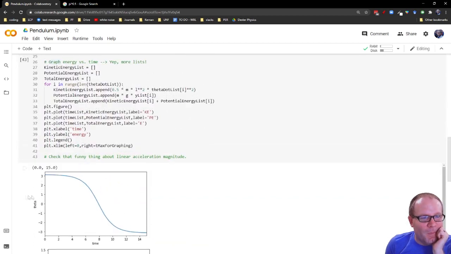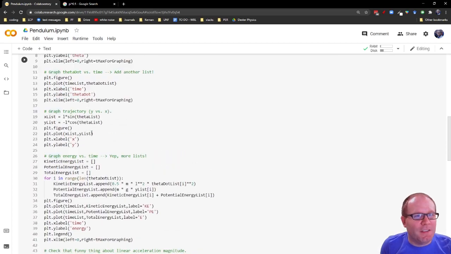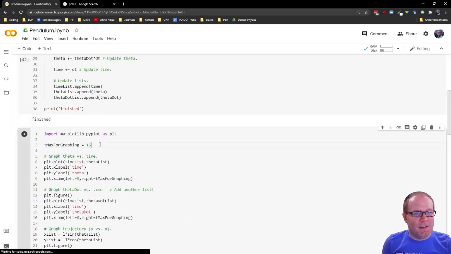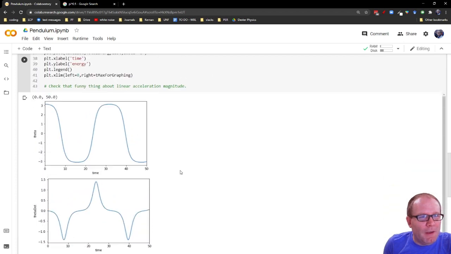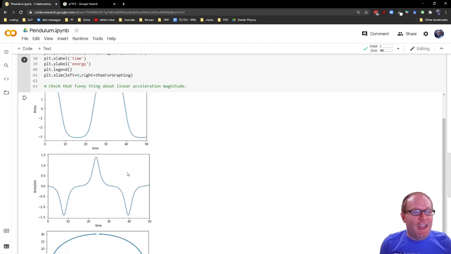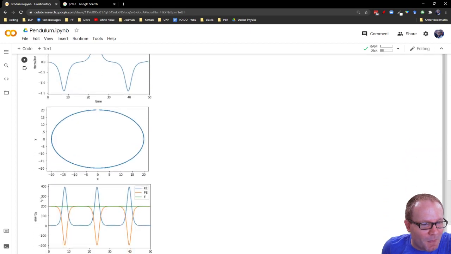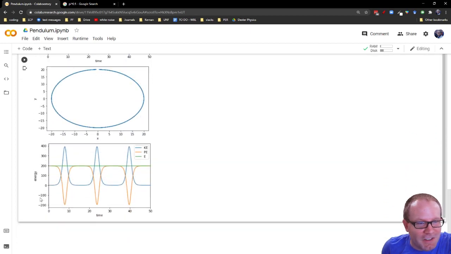Okay, there we go. Oh, we actually need to go farther out in time now. Let's change our max time for graphing to, you want to say 50? There we go. Okay, now we are definitely past the small angle approximation, right? Because now my theta almost looks like a step function, right? And my theta dot is starting to, this doesn't look like a sine at all, right? That's really interesting. Ooh, my energy graph's looking really interesting.